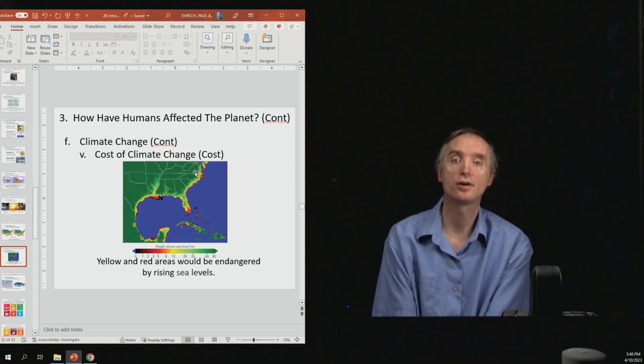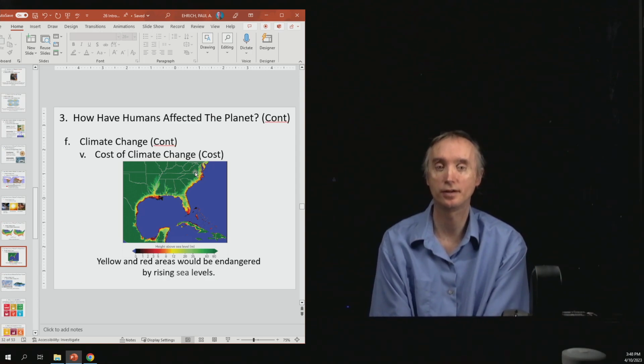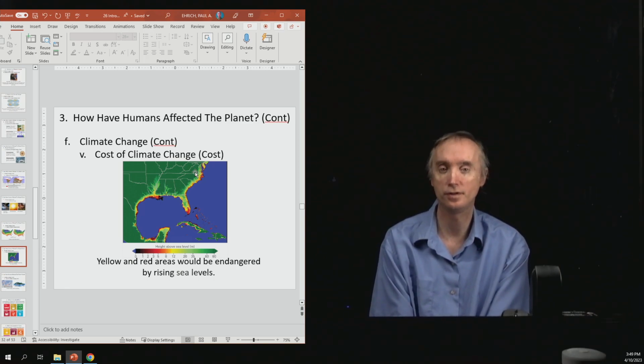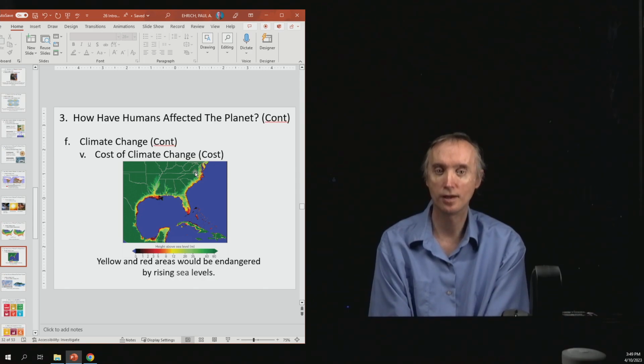Okay, we want to continue talking about the cost of climate change, and now we want to talk about sea level rise. So this is a picture that shows the southern part of the United States, and the red part of that picture shows parts of the United States that are within 3 feet of the current level of the ocean, so the sea level. And then the yellow part shows parts of the United States that are within 12 feet of sea level.